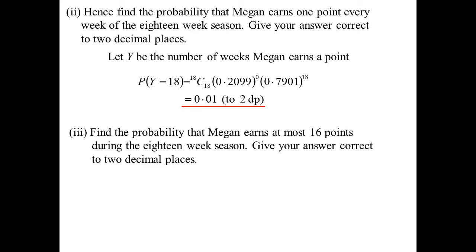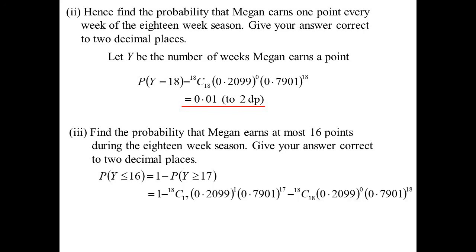The third part: find the probability that Megan earns at most 16 points. At most 16 means Y is less than or equal to 16. I don't want to work out 0, 1, 2, 3, 4, and so on. Let's do the complementary result of 1 minus the probability of Y being greater than or equal to 17. And of course, one of those we've worked out already. So we'll be taking away 17 and taking away 18. And it all turns out to be 0.92.